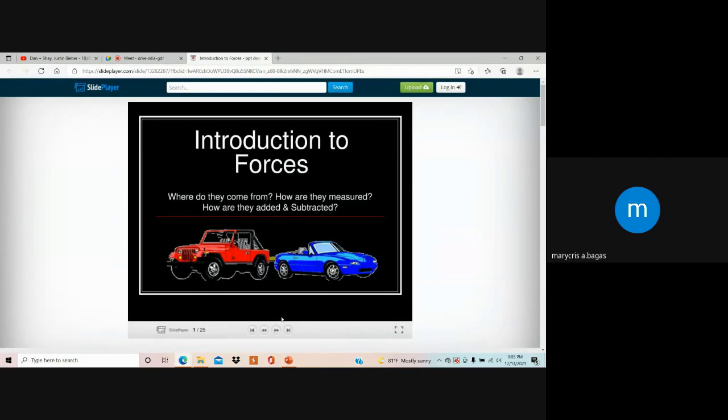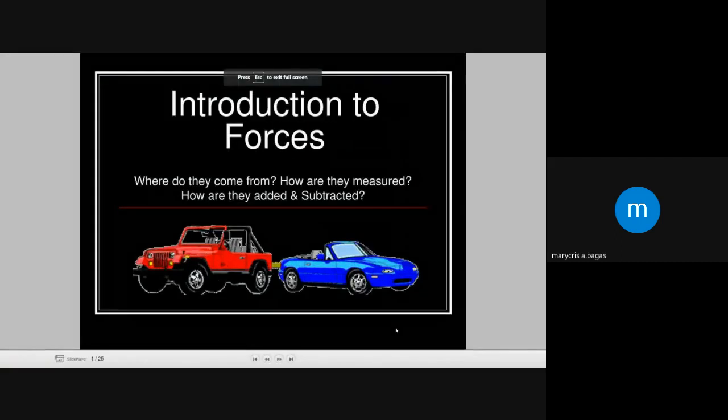Okay, here. Introduction to forces. What do you see on the picture? You can see two cars, right? Or here, this one is a jeepney. And this is a car. Okay, where do they come from? How are they measured? How are they added and subtracted?